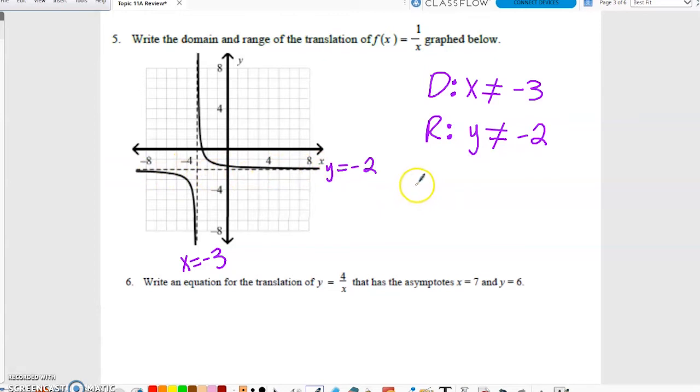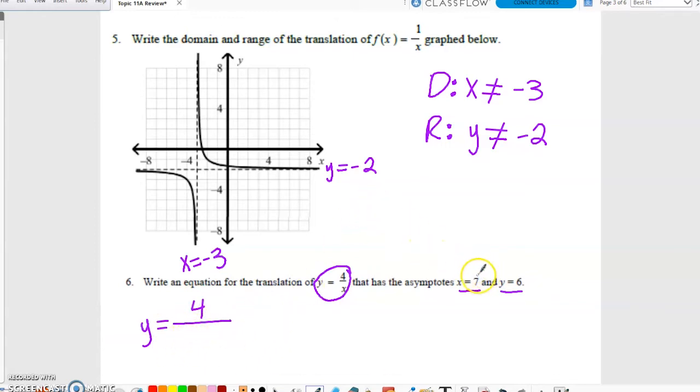Number 6 is asking us to write an equation. All right, it's asking us to write an equation for the translation of y equals 4 over x that has an asymptote at x equals 7 and y equals 6. So because your asymptotes cannot tell you your a value, the problem tells us that the a value is 4. So we know it's going to be y equals 4 over something, and then we may have a k value.